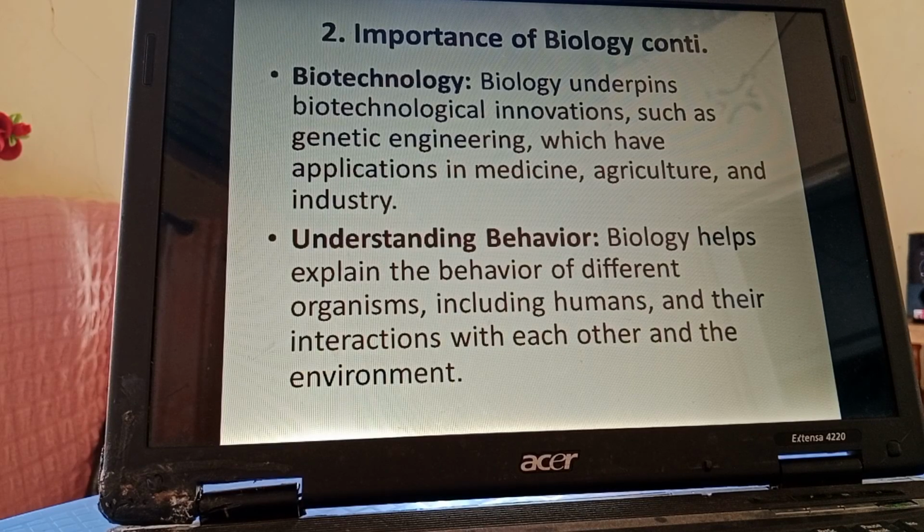The next thing why you should do biology is the area known as biotechnology. Biology underpins biotechnological innovations such as genetic engineering, which have applications in medicine, agriculture, and industry. All right. Genetic engineering. Remember the COVID-19. Without the biotechnology, we would not be having those vaccines. Okay?